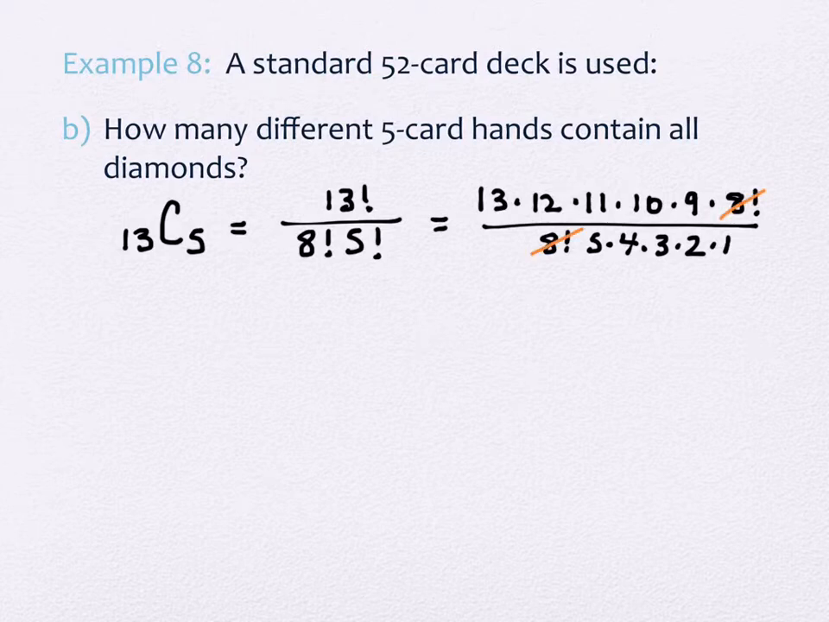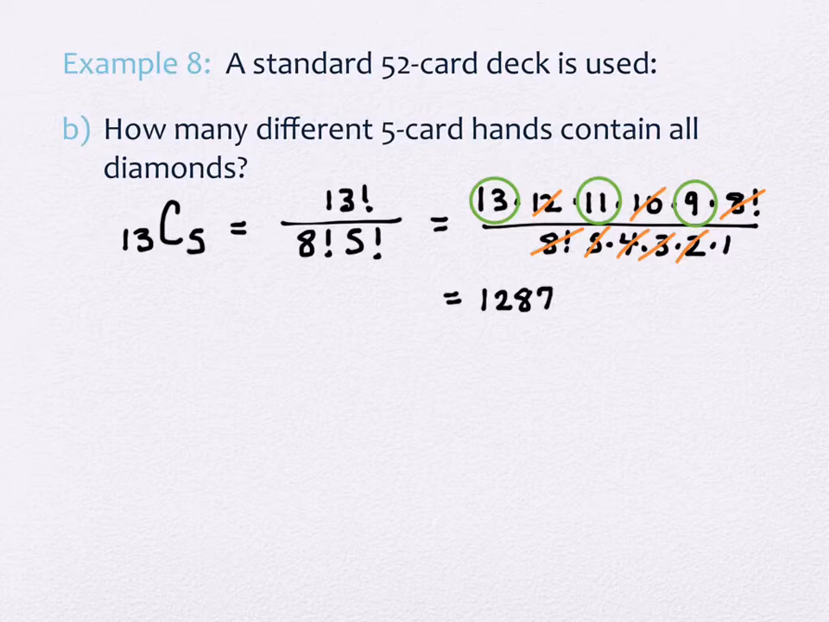Okay, the 8 factorials are gone. What else? 5 times 2 is 10, so that actually cancels out really cleanly. And 4 times 3 is 12. We don't have two 3s, though. We don't have two 3s in the denominator. We have left 13, 11, and 9. What does that give me? 1,287.